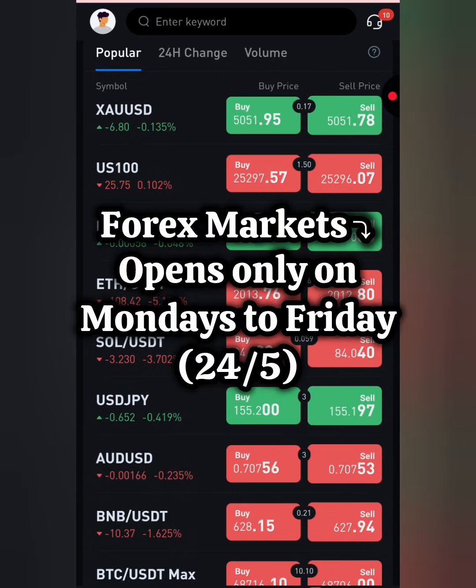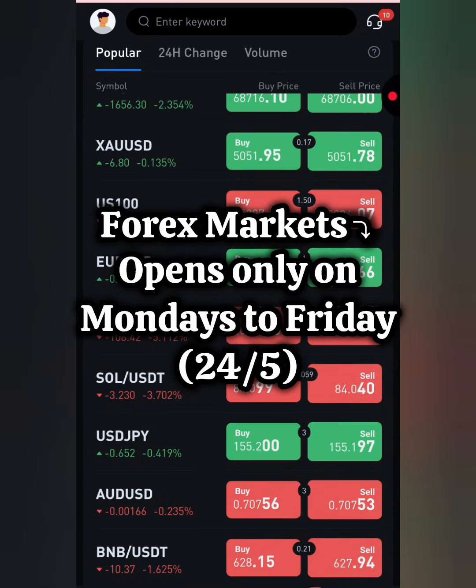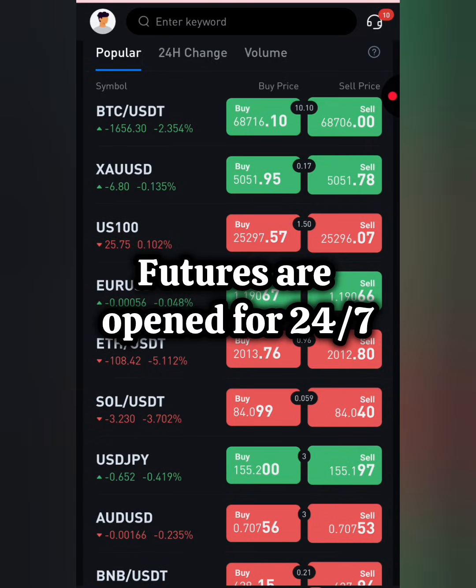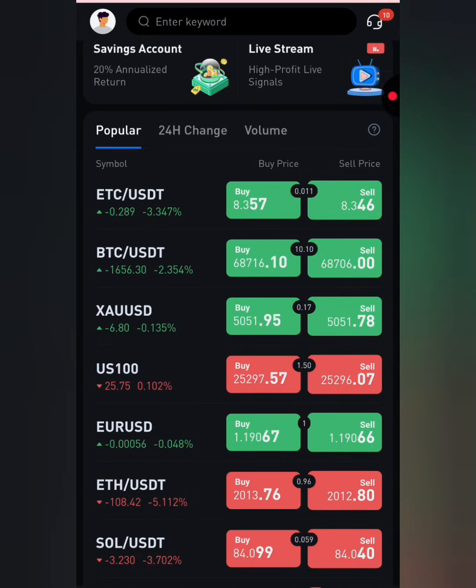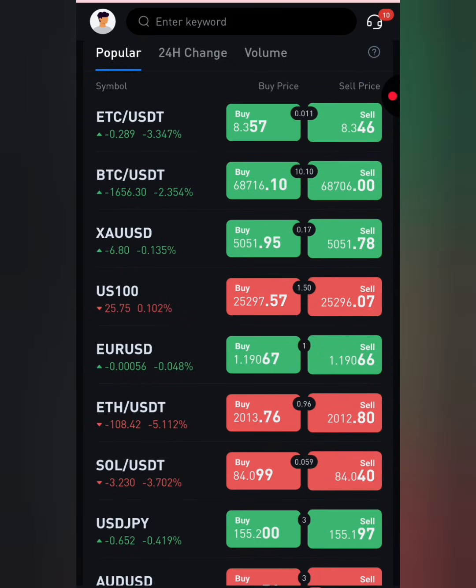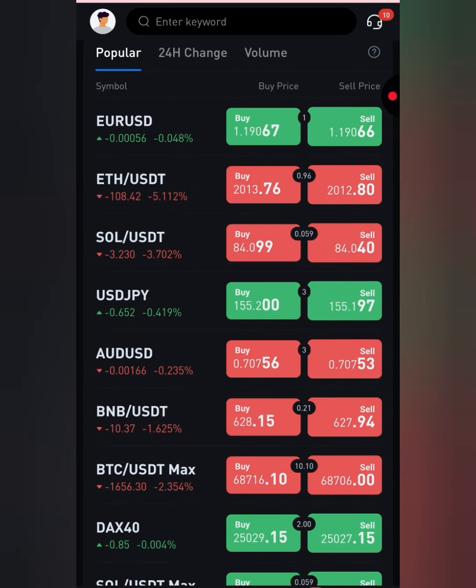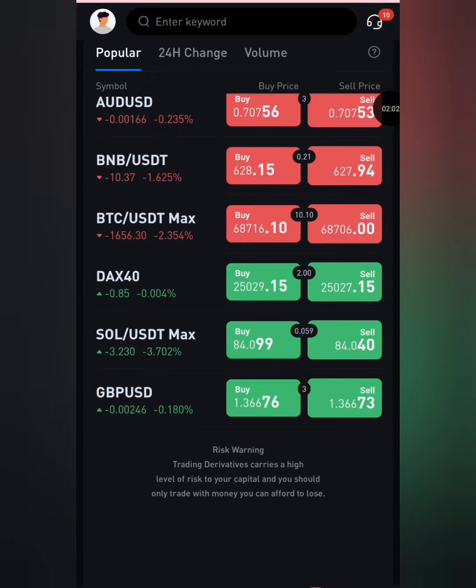One thing you need to know about the Forex market is that it is only open during the 5 working days, that is from Monday to Friday. Forex markets are not open on weekends, okay? But when it comes to the futures markets, which are crypto related, they don't have a timing. The market is always open 24 hours and does not sleep, okay? So that's one thing you need to know about the Forex and futures markets whenever you want to trade them, so that you know that on weekends you don't trade your Forex pairs like gold, Euro USD, USD JPY, and many more, okay?